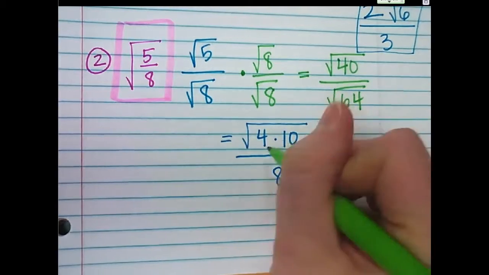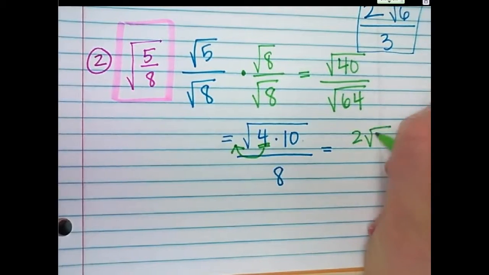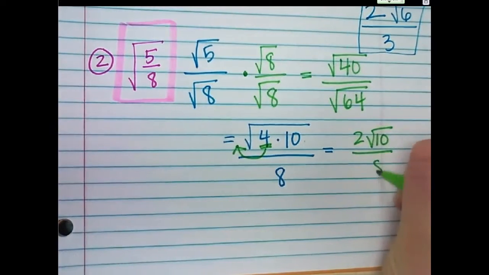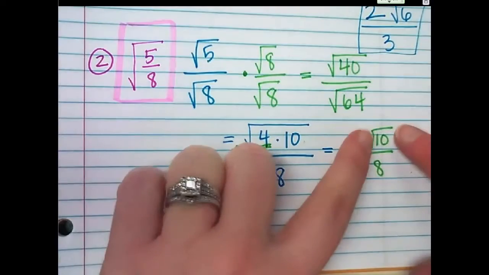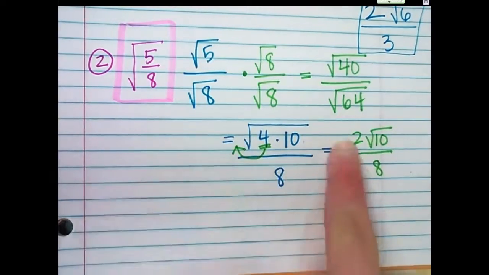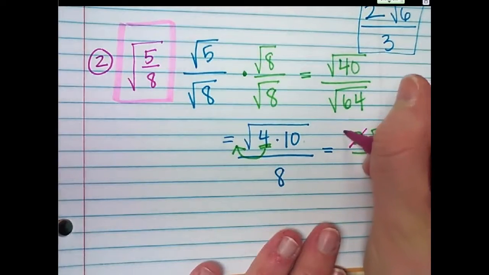And it becomes 2 square root of 10. Yeah, so bring out the 2. So 2 square root 10 over 8. So you can't simplify the square root with anything, but I can reduce this to what? Yeah, 1 over 4. So this 2 goes into 2 once.